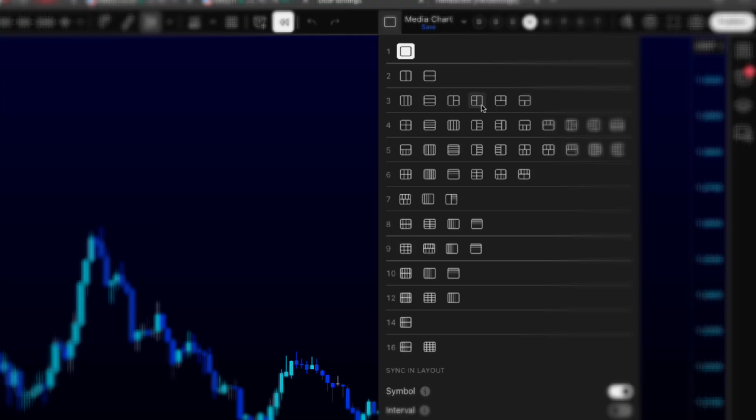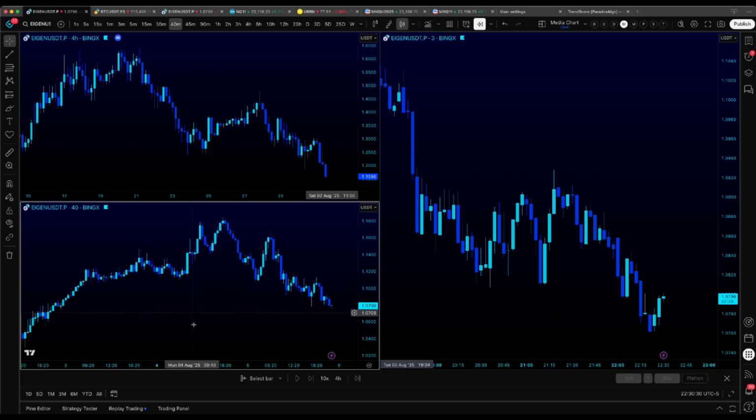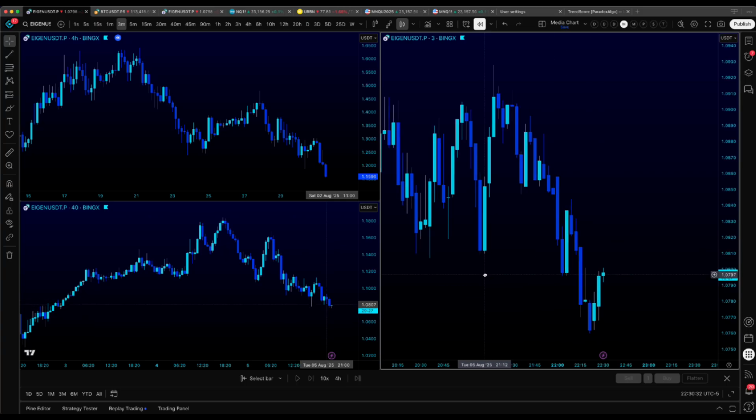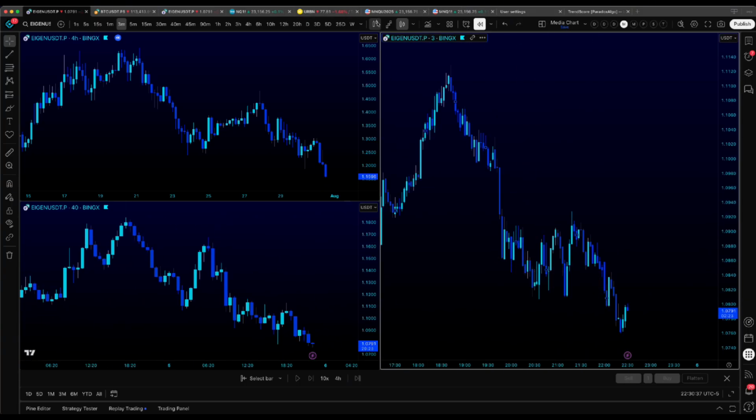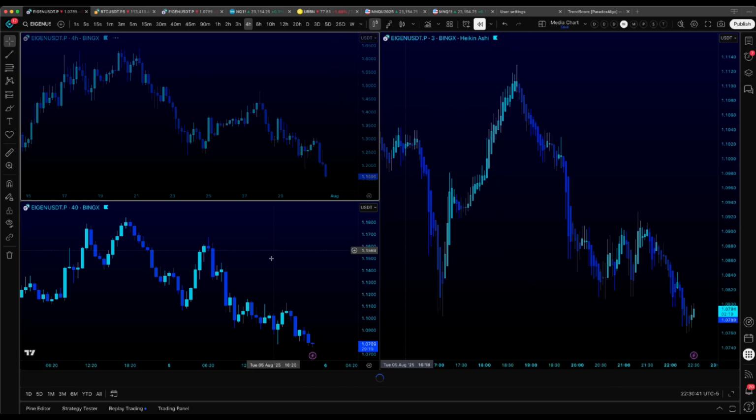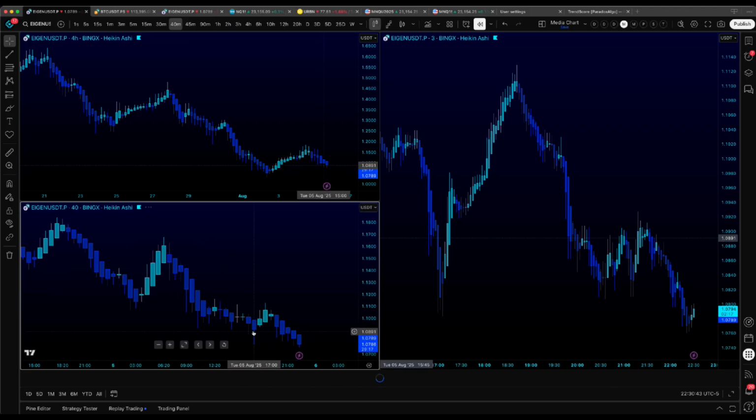Most retail traders stick to one time frame and wonder why they keep getting whipsawed. We're going multi-frame. I'll use 4-hour, 40-minute, and 3-minute as examples, but you can adapt this to whatever time frame combination works for your style. Quick tip, I personally like using Heiken Ashi candles on the higher time frames because they smooth out the noise and give you better trend clarity.